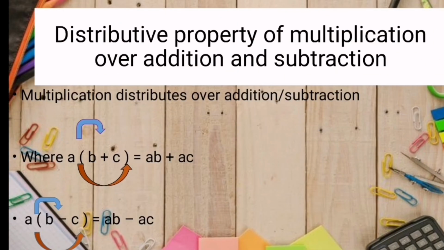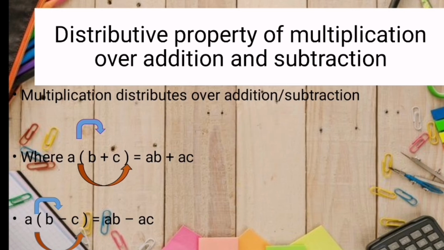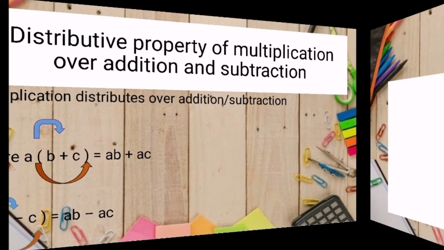Distributive property of multiplication over addition and subtraction. Multiplication distributes over addition or subtraction, where a(b + c) is equal to ab + ac. Then a(b - c) is equal to ab - ac.